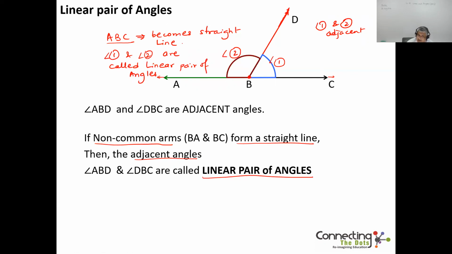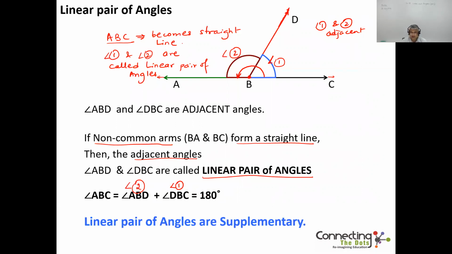But you know the property of adjacent angles, that we can add angle 1 and angle 2. So here it is saying angle 1 and angle 2 is the complete angle. That is this angle. And this is a straight line angle, which means it is 180 degrees. So angle ABC plus angle ABD, ABD is angle 2 and this is angle 1, that will be equal to 180 degrees. So sometimes we say linear pair of angles are also supplementary, which means they will add up to 180 degrees.